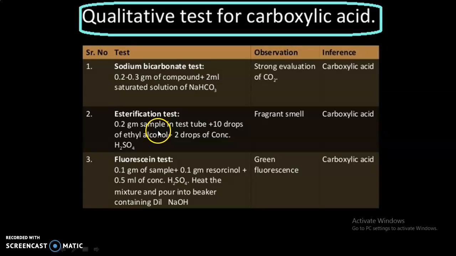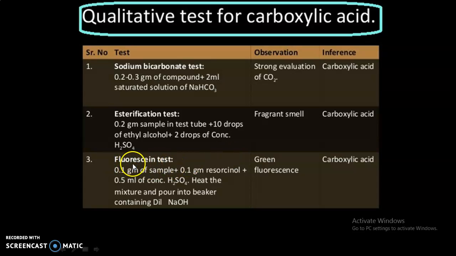Next, the second one is the esterification test. Take 0.2 gram of sample in a test tube. Add 10 drops of ethyl alcohol, and again add 2 drops of concentrated H2SO4. A fragrant, fruity smell confirms that carboxylic acid is present.